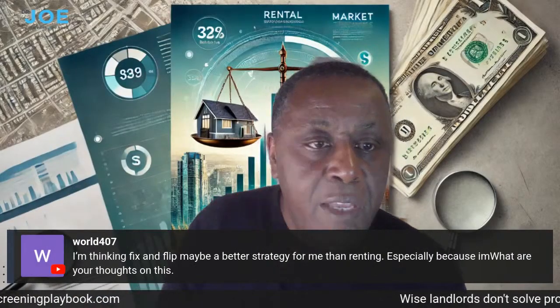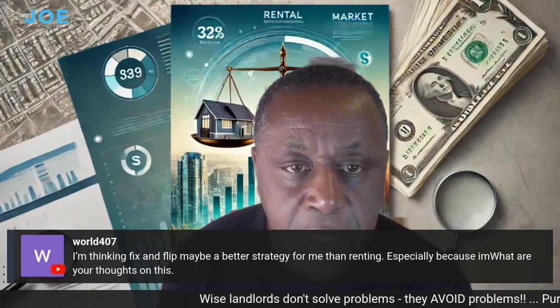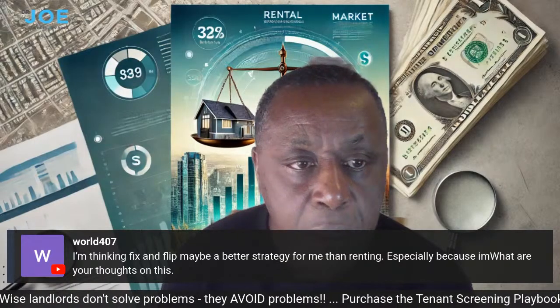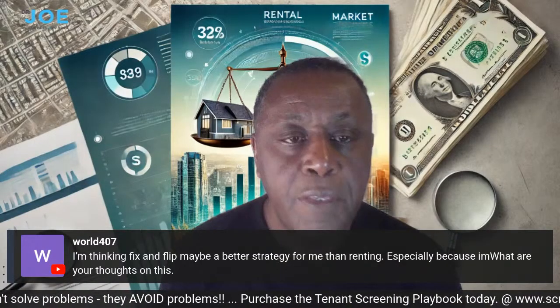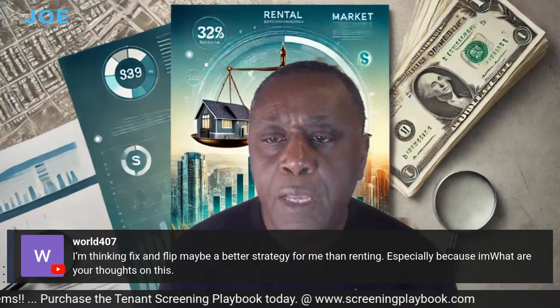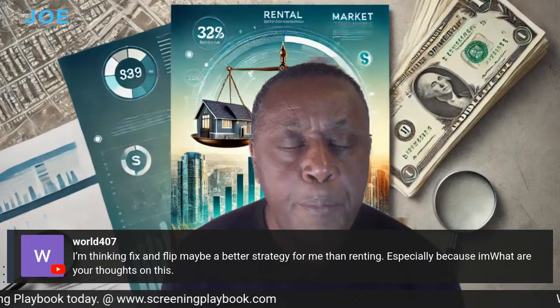I'm thinking fix and flip may be a better strategy for me more than renting, especially because... What are your thoughts on this? It depends, each to their own, really. I mean, I've done fix and flips. There are definitely some good points associated with fix and flips. But at the end of the day, I prefer buy and holds.